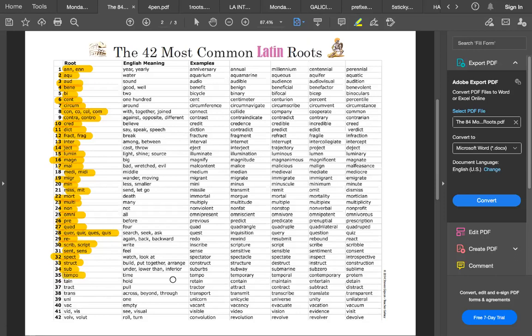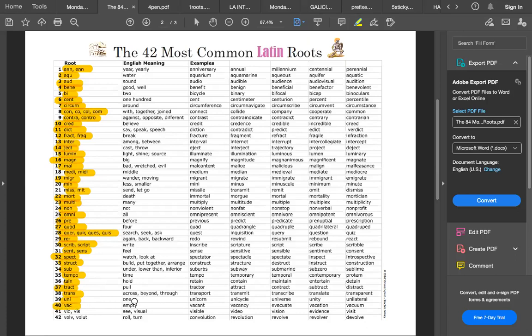Tempo means time, so temporary, temporal, contemporary, during that time. Tain is to hold, so retain holds water, contain holds something, maintain. Tract means to pull, so tractor, attract, contract, subtract, distract. Trans is across or beyond, so transport, bring something across, transmit. Uni means one, so unicorn, unicycle, universe.